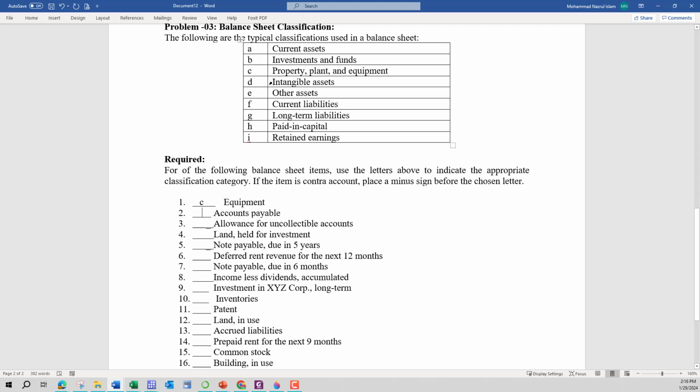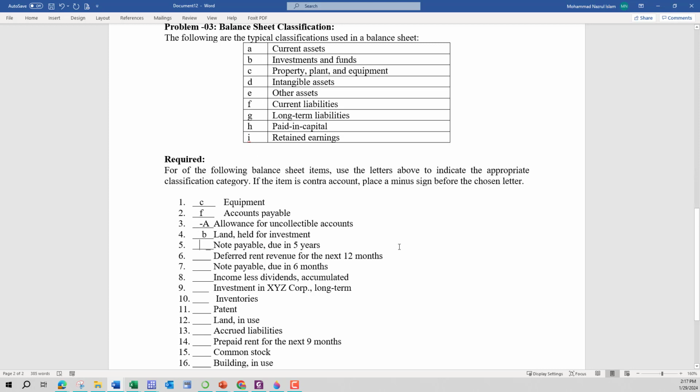Accounts payable is a current liability, F. Allowance for uncollectible accounts is an asset, but a contra asset, because we subtract this allowance from accounts receivable. Land held for investment: this is B, which means investments and funds.